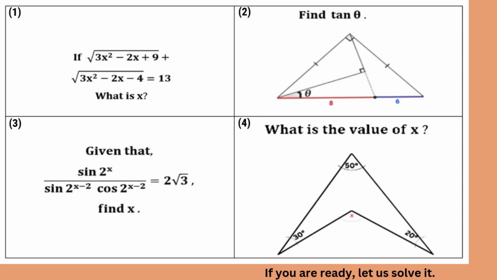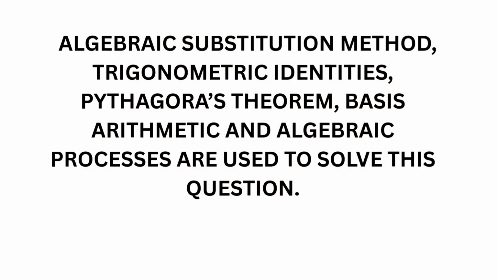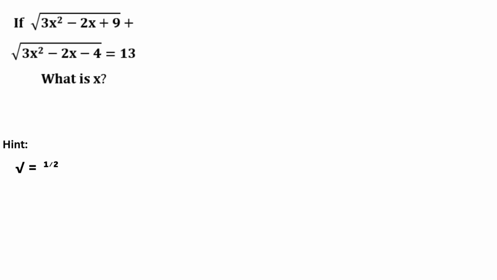There are 4 questions with solutions. 2 angle measurements, 1 algebraic equation and 1 trigonometric equation. Algebraic substitution method. Trigonometric identities. Pythagoras' theorem. Basic arithmetic and algebraic processes are used to solve these questions. Remember that the square root sign equals exponent of half.